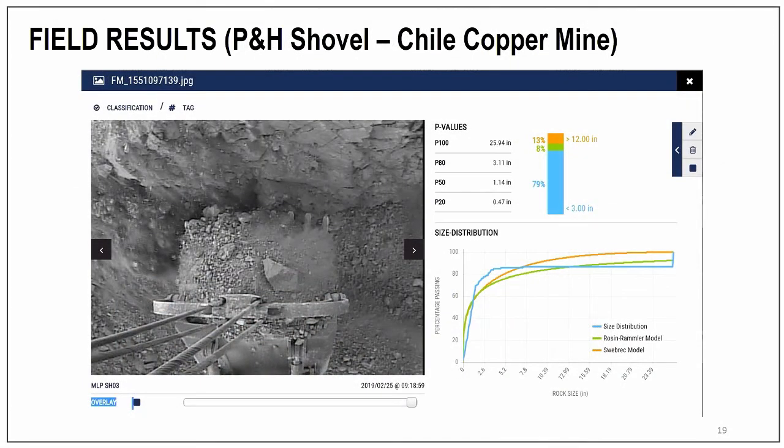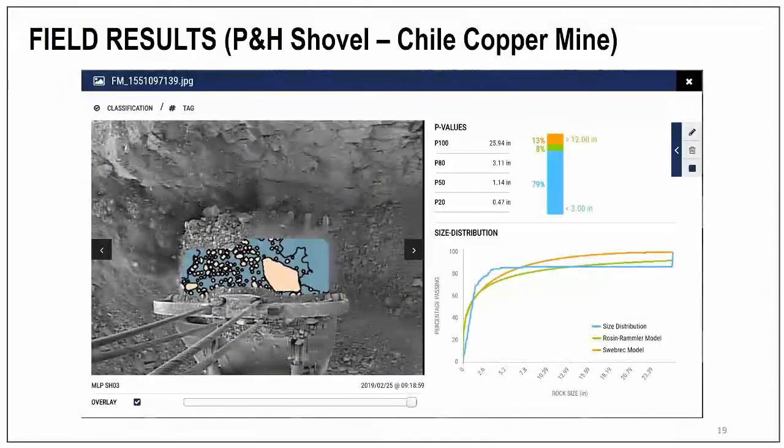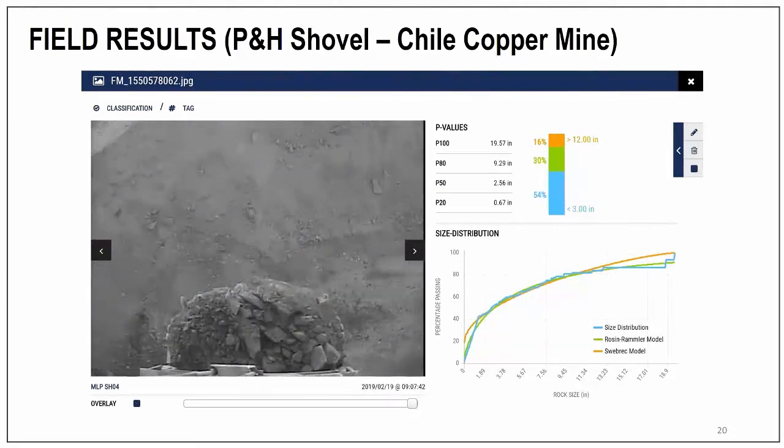So this is a P&H shovel, which is at a copper mine in Chile. Again, AI did a decent job. It's not perfect. On purpose, I chose some results that are not the best as well. You can see this part is missing. The blue area is fines. The rock is nicely segmented. And you can see size-wise, it's saying it's mostly fines, big rocks, and the green is very small there.